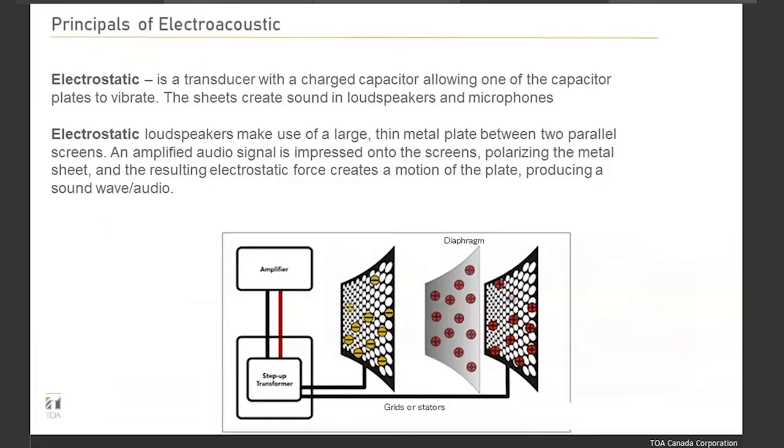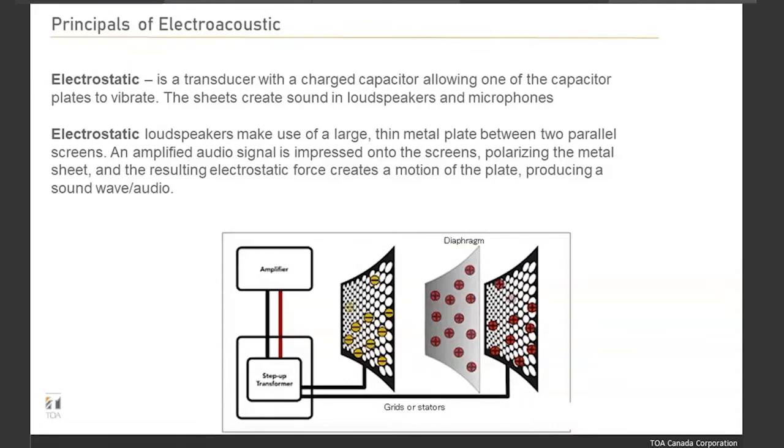So there's also electrostatic, another type of transducer. It's a transducer with a charged capacitor allowing one of the capacitor plates to vibrate. The sheets create sound in loudspeakers and microphones. Electrostatic loudspeakers make use of a large thin metal plate between two parallel screens, and the amplified audio signal is then impressed onto the screens, polarizing the metal sheet, and the resulting electrostatic force creates a motion of the plate, producing a sound wave or audio.